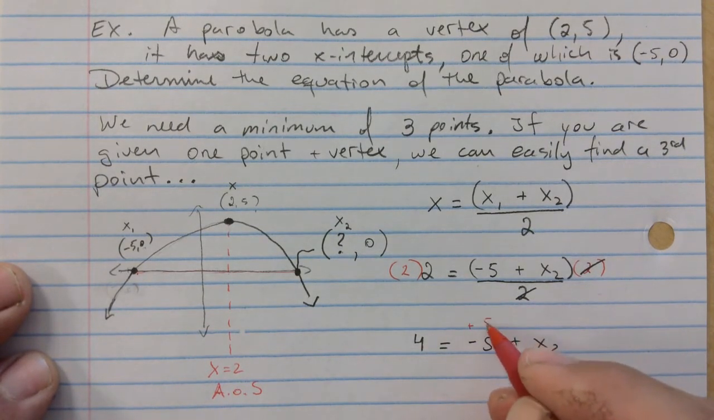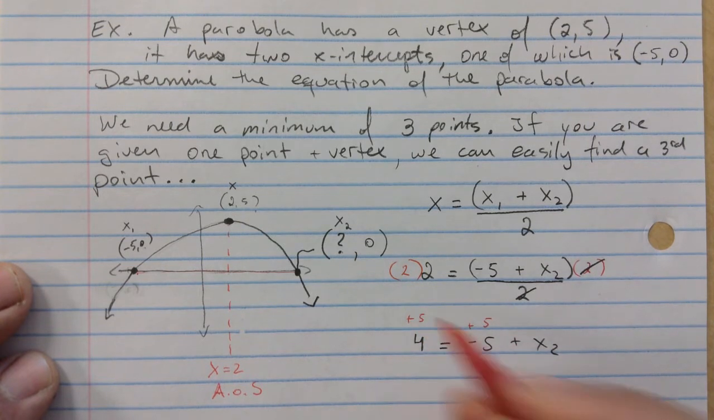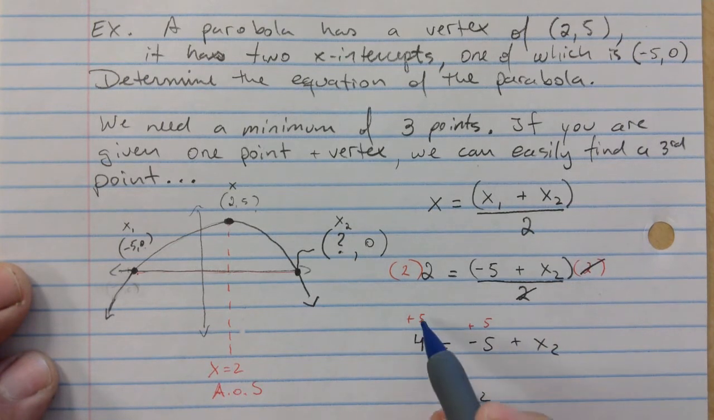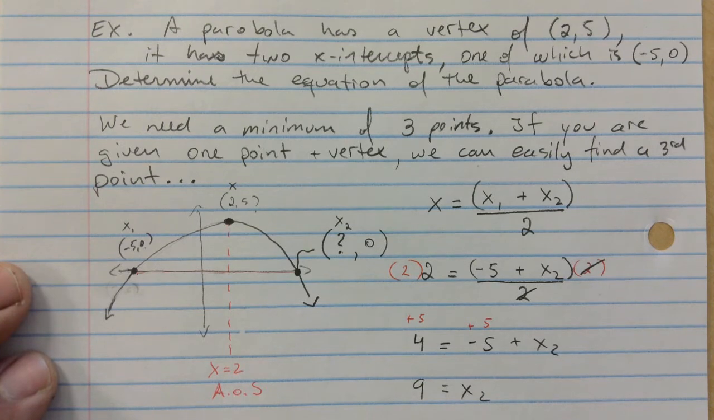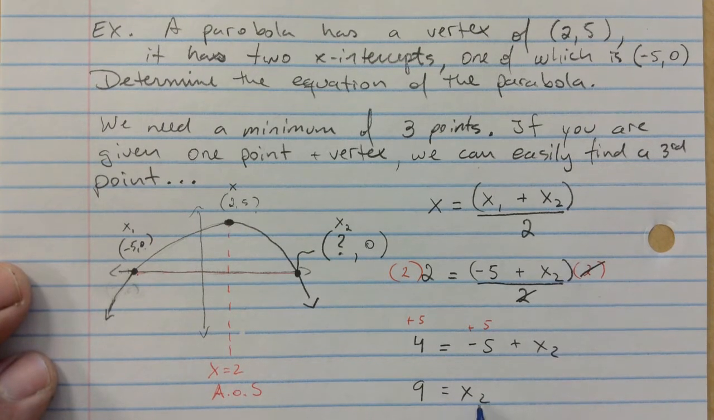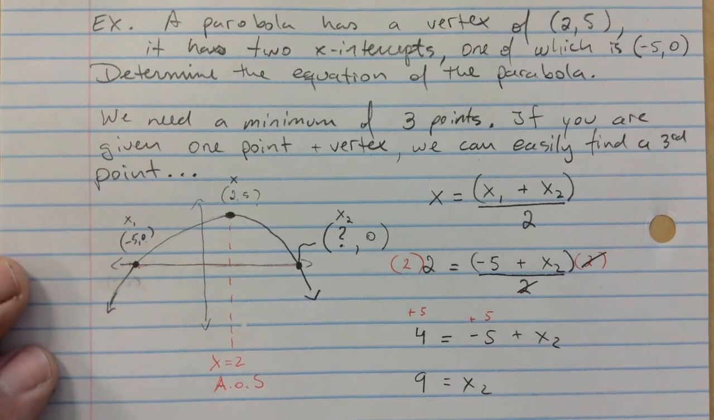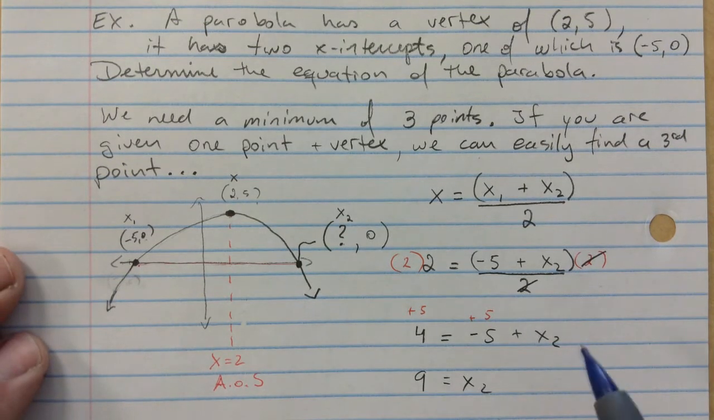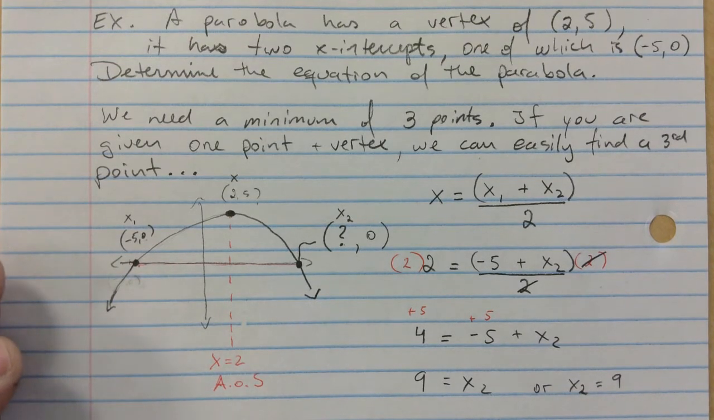You want to add 5 to both sides. So x2, which is on this side, and there's 9 on this side. And I know we're always used to the variable being on the left side, but it is really the same thing, right? Or x2 is equal to 9 if that makes you feel better, okay? But it's the same thing.